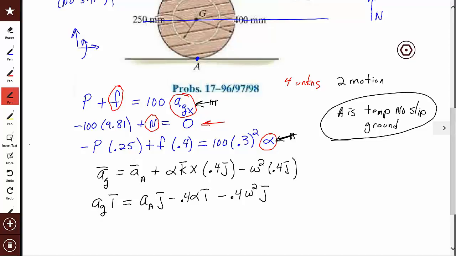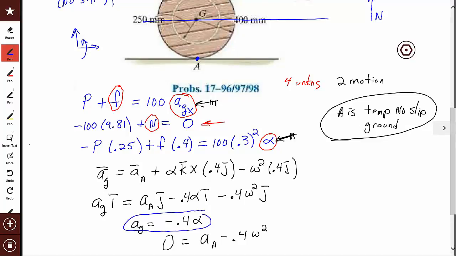Okay, so now I'm going to pull off terms. On the left-hand side, I have an AG. On the right-hand side, I have a minus 0.4 alpha. On the left, I have 0. And on the right, I have AA minus 0.4 omega squared. So here, let me just point out a few things. This is the fourth equation that you need. Right there. It relates the alpha to the AGX. I guess I need to put an X on this because that's what I did up above. So it relates the alpha and the AGX.